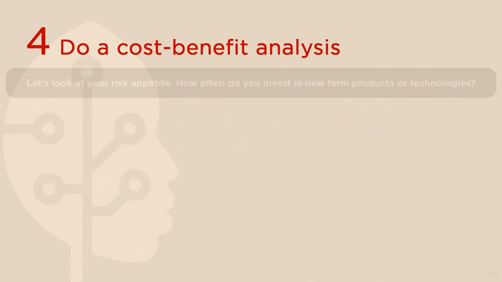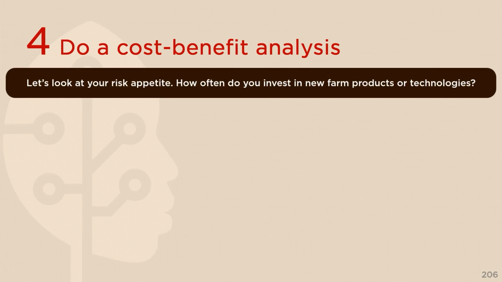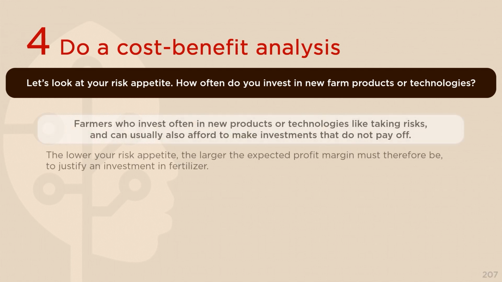To get an idea of this, consider how often you currently invest in new farm products or technologies. Have you perhaps tried out new herbicide products? Or invested in new farm implements? Or perhaps purchased seeds of a new crop variety? Farmers who invest often in new products or technologies like taking risks. And this usually means that they can afford to make investments that do not pay off.